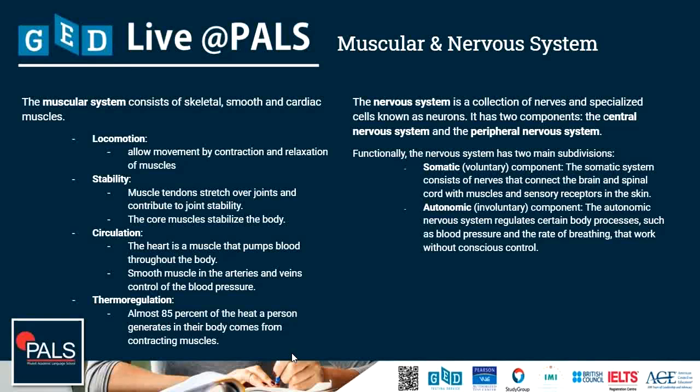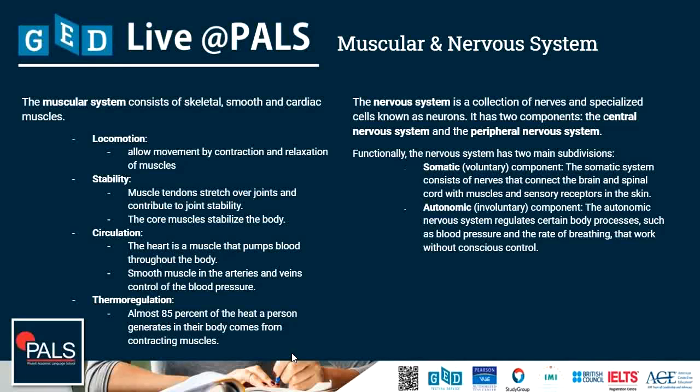As well, thermoregulation, maintaining constant temperature, is very important here. Almost 85% of the heat our body generates comes from contracting muscles and our muscle action. When we get too cold, we start to shiver. This is muscles rapidly contracting, producing a lot of heat.